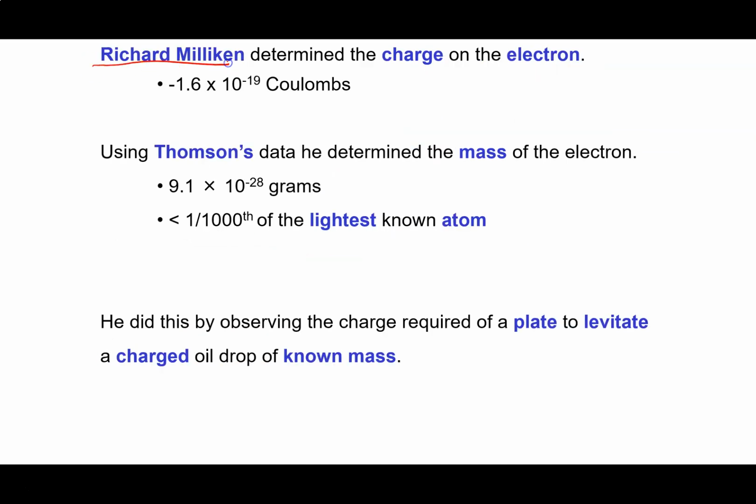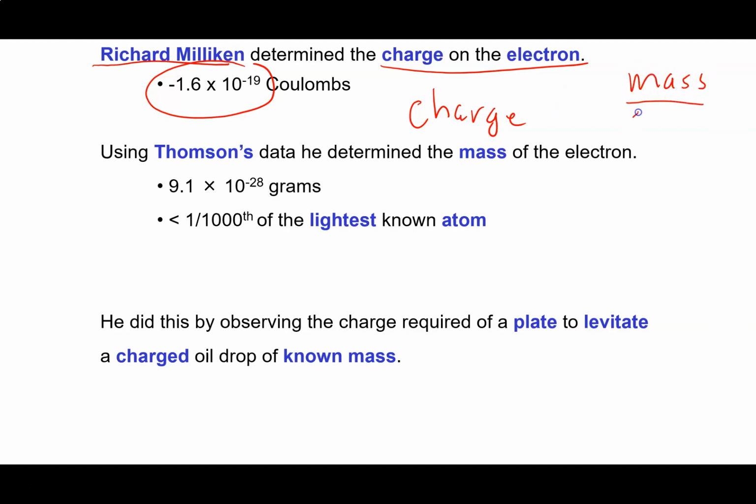So it was Richard Millikan that determined the charge on the electron, and he determined the charge to be negative 1.6 by 10 to the minus 19 coulombs. So Millikan has the charge, Thomson has the mass on the charge.